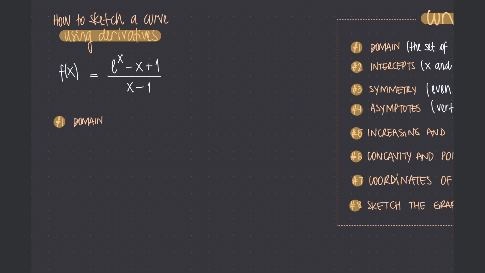This function is not purely rational. However, we do have a denominator to worry about. We cannot divide by 0. Therefore, we need to guarantee that x minus 1 is not equal to 0, meaning x cannot be equal to 1. Therefore, the domain of this function is all real numbers except for 1. Do notice as well that there's no restriction with the numerator.